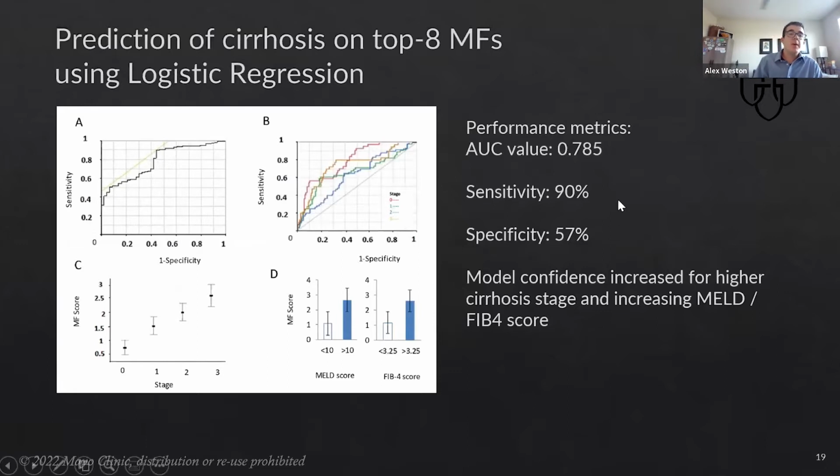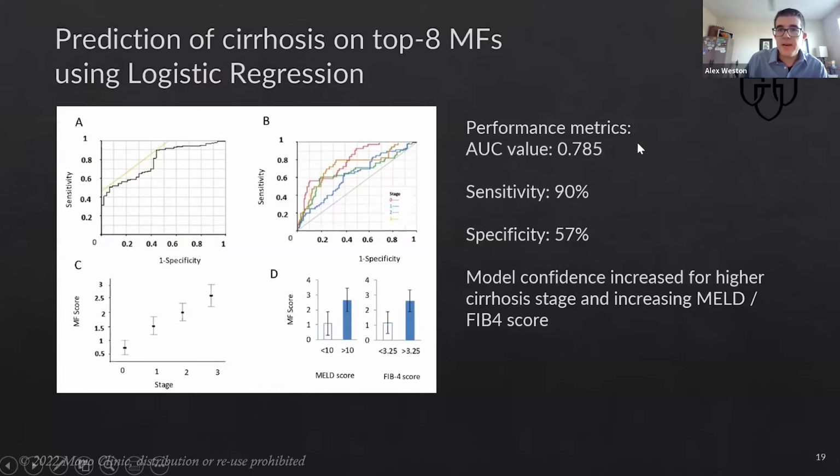So the second experiment was to combine these 8 peaks using logistic regression into a single score. And results on the test data set are shown here. So panel A is the overall ROC curve. And panel B, it's broken out by cirrhosis stage. So we're defining stage 0 in red as our healthy controls, and then stages 1, 2, and 3.